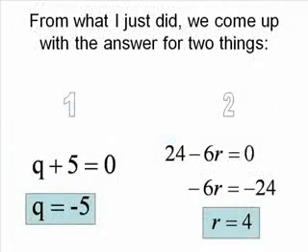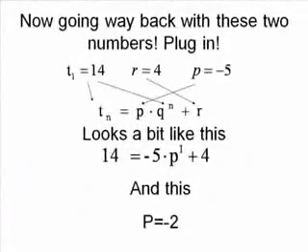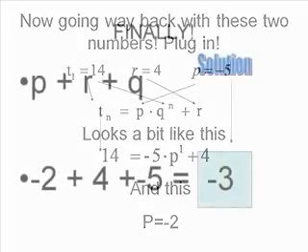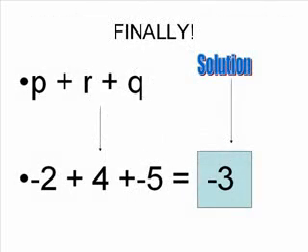From what I have accomplished, I can now figure out two of the variables, q and r. Now we go way back to the beginning with our equation, Tn equals p times q to the power of n plus r. And we plug in each of the values of the variables into the equation. Then we isolate p until p is solved. Finally, by adding up all of the variables, negative 2 plus 4 minus 5, we get negative 3, our solution.